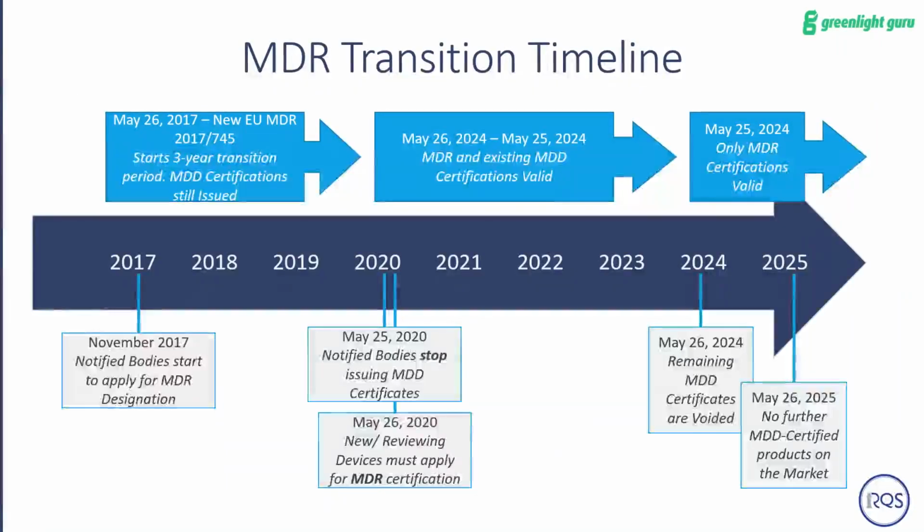Here's the timeline. So again, 2017 is when they issued this. May 25th, 26th is kind of the deadline for the transfer. So not that long away, only like 15 months from now when this all switches over.